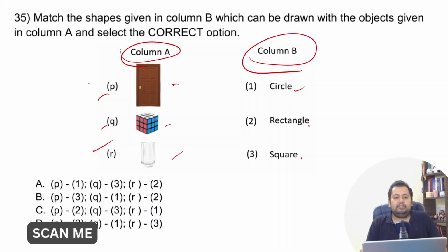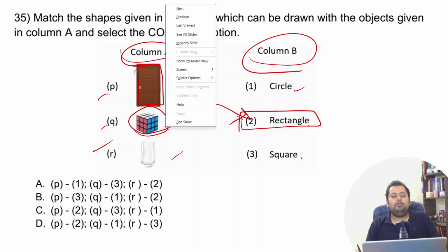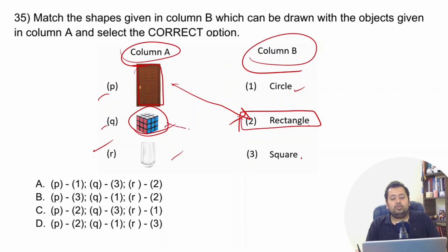Great. In column A, right, first one thing that is shown is a door, right? A door is nothing but it looks like a rectangle, right? So P has to be 2, right? Let's now see a Rubik's cube. A Rubik's cube is a cube, right? Cube looks like a square, so cube will go towards square, right? And then you have a glass. Glass, the top of the glass looks like a circle, right? So R will be 1.